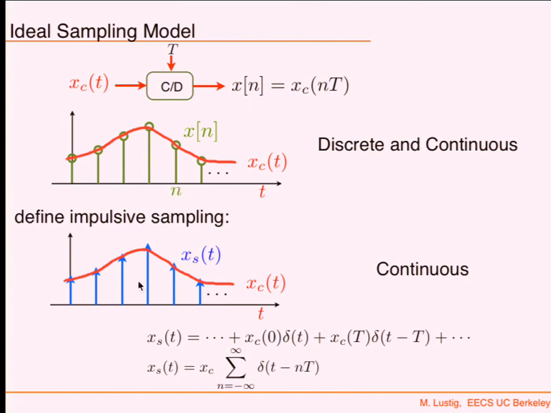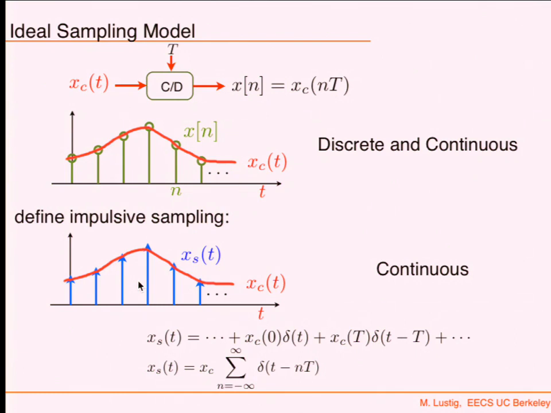So x sub s is the multiplication of the function, x sub c, by this delta train. And when you multiply a function with a delta, you still get a delta afterwards that's weighted by the value of that function at the point of this impulse. Okay? If you remember from 120 or some other class that you took that has impulse functions.